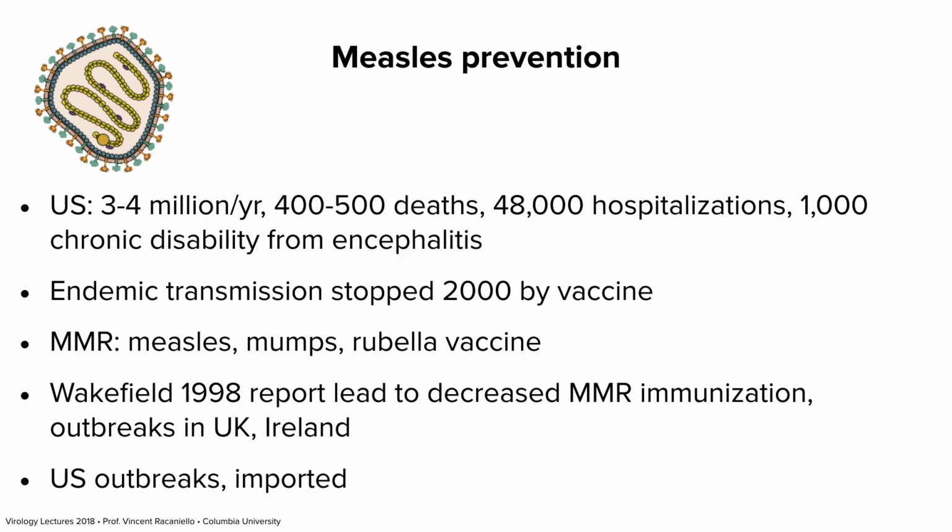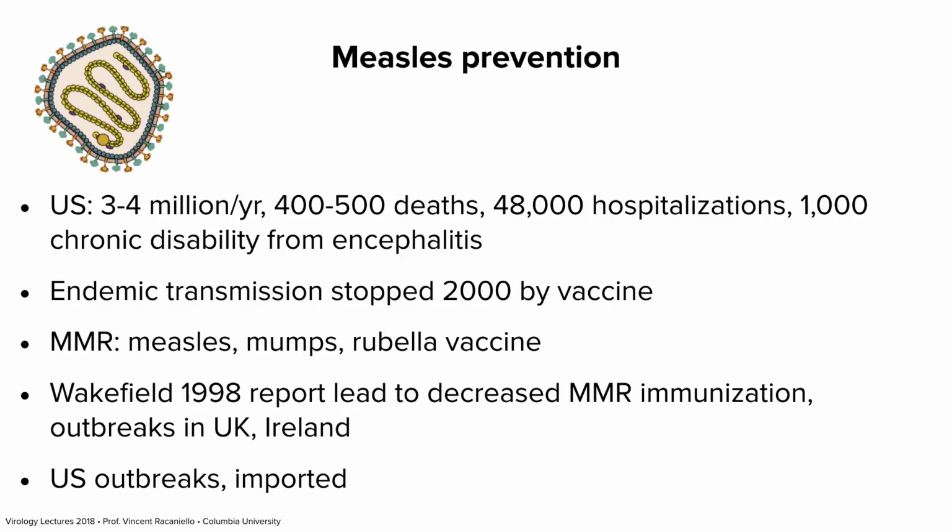We made a vaccine because we used to have 3 to 4 million cases of measles a year in the US, 400 to 500 deaths, a lot of hospitalizations, chronic disabilities from encephalitis. So the vaccine has stopped endemic transmission. It is given as what we call the MMR vaccine, measles, mumps, and rubella, 3 viruses together. It's an infectious vaccine that is injected.